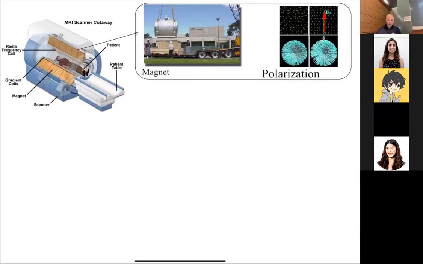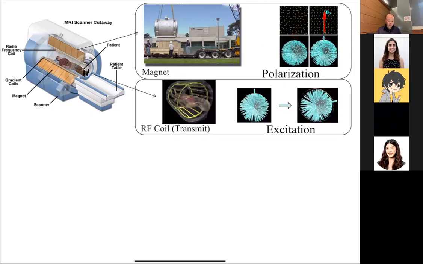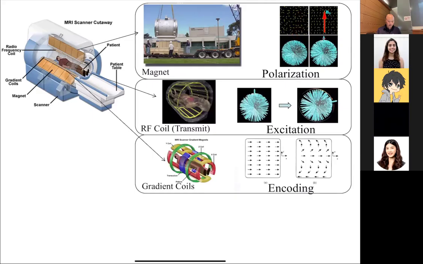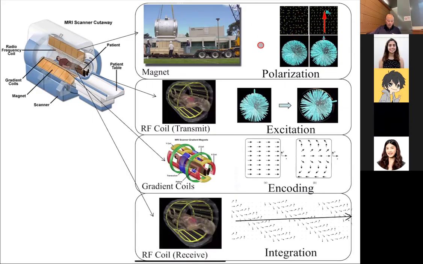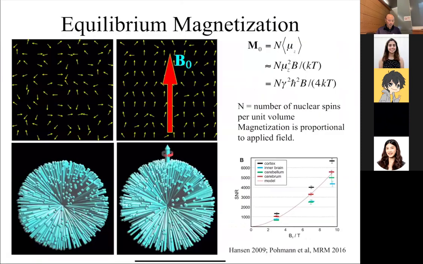So just to remind you, we're walking through the four main tasks that an MRI system has to do. The first is polarization. Second is excitation, encoding, and integration. So hopefully by the end of this lecture, we'll have gotten through all of those as a first pass. And then we're going to keep revisiting these, in a multi-layered approach, so you'll see these concepts multiple times.